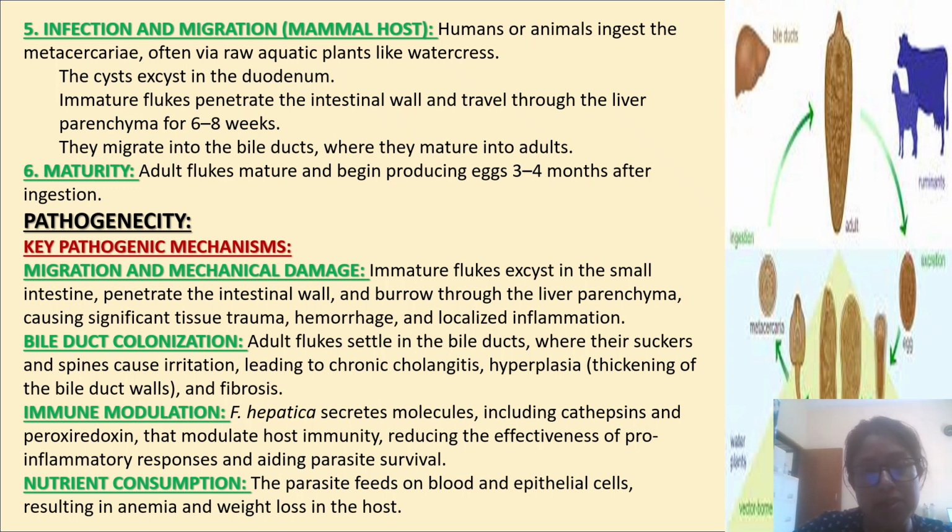Immunomodulation: Fasciola hepatica secretes molecules including cathepsins and peroxiredoxin that modulate the host immunity, reducing the effectiveness of pro-inflammatory responses and aiding parasite survival. Next, nutrient consumption: the parasite feeds on the blood and epithelial cells, resulting in anemia and weight loss in the host.